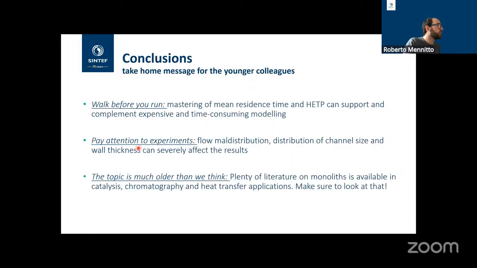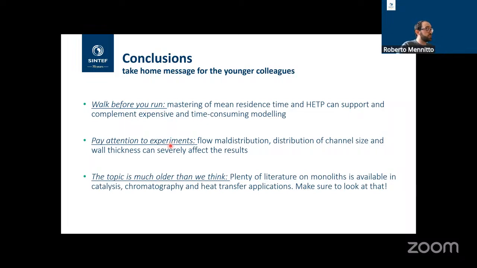So, to conclude the presentation of today, I don't really have any major technical highlight that I want to conclude with, but some things I learned while being in the field of monoliths. The first thing is, I summarize it as work before you run. So make sure to master mean residence time and HTTP before you rush into numerical simulations, because it's very appealing to just run process models and try to make sense out of it. But it's more fruitful if you spend some time doing piece of paper calculations.